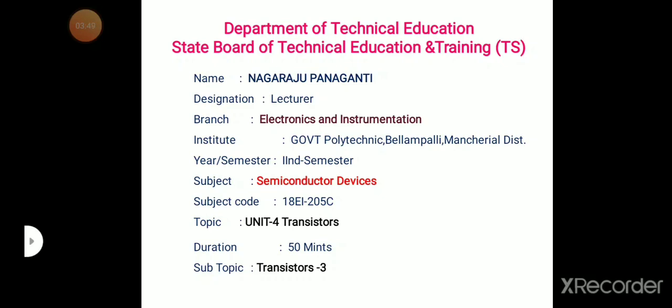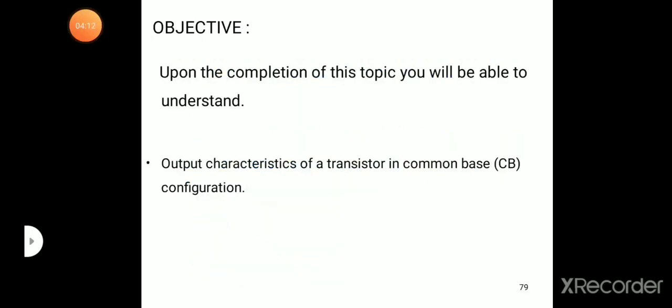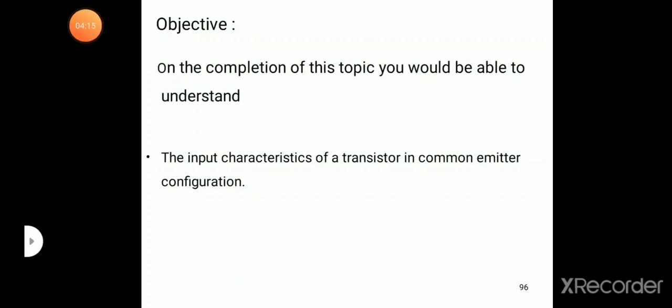We already discussed the common base configuration, its input characteristics and output characteristics. Here we have high impedance at the output and low impedance at the input in the common base configuration. So now we try to discuss another configuration, that is the common emitter configuration.